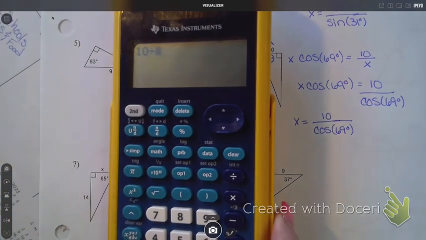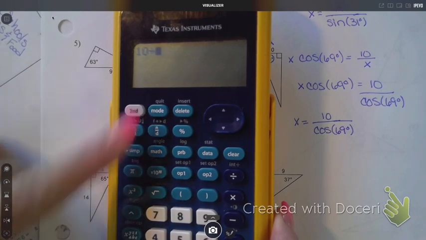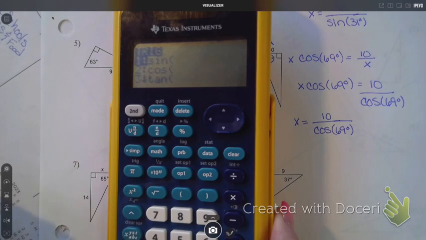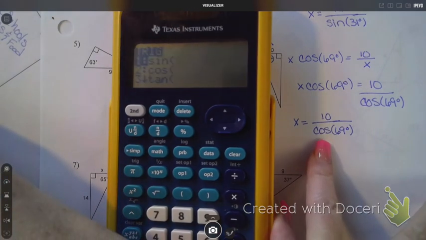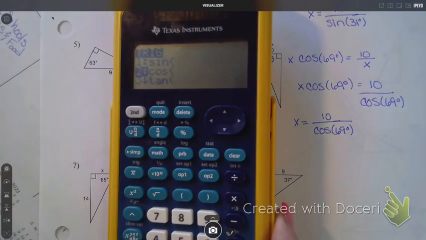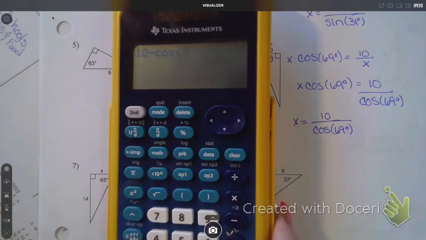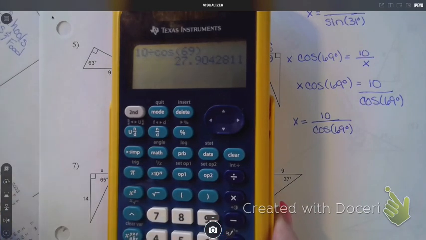This one doesn't, but it has a button that says trig. It is in white, so you have to press second and then trig. And are we doing sine, cosine, or tangent? Cosine. So you go down to cosine, or you can just push 2. It doesn't matter. It gets there either way. Cosine, and then 69 degrees, and end your parentheses and hit enter.